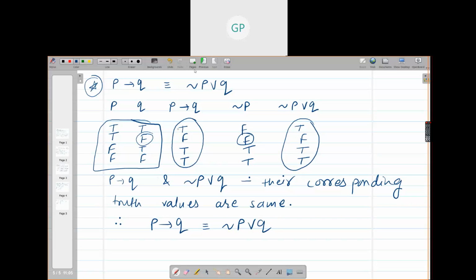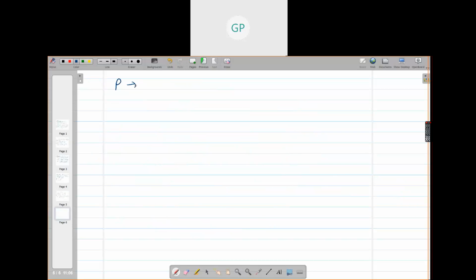Now see, in which form can this come? For example, I am writing P implies Q is equivalent to negation P or Q. So what would be negation of P implies Q? This will be negation of negation P or Q. Do you understand it? Then here you have to apply De Morgan's laws.